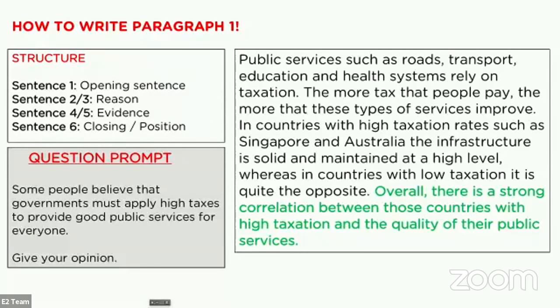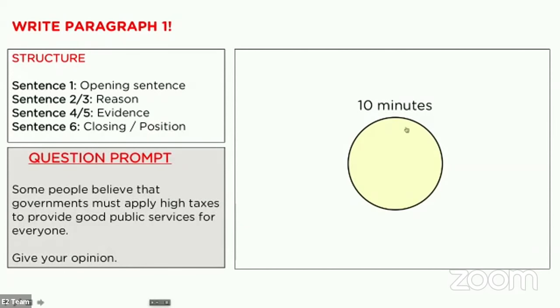Fine. That's my paragraph. I'm going to give you less than 10 minutes, about 7 or 8 minutes to write your paragraph.